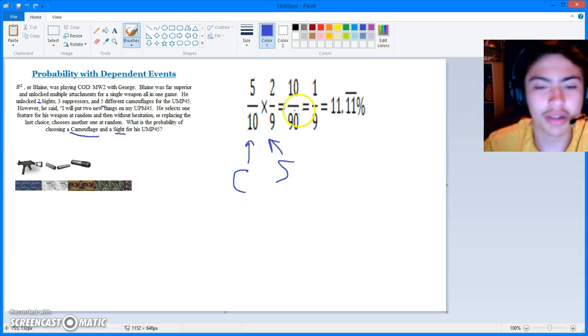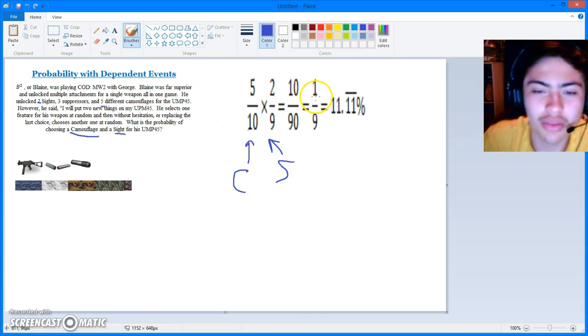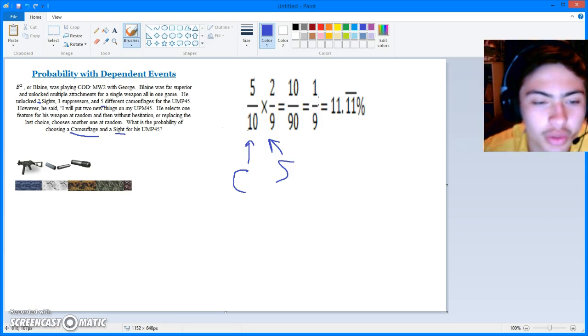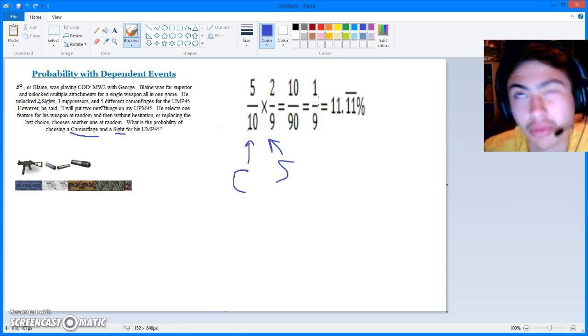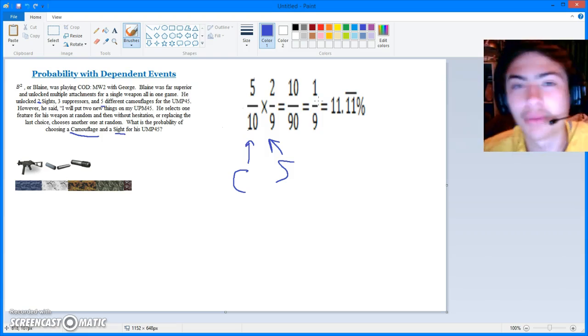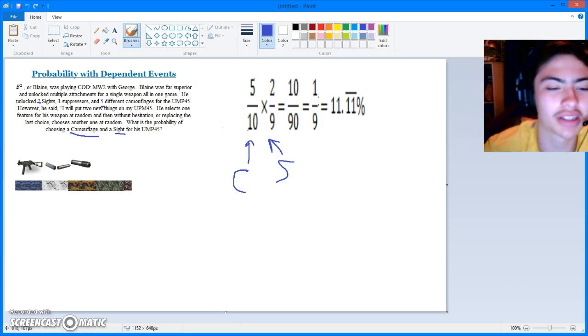Then multiply straight across, and you get 10 over 90, which for us is pretty lucky because you can divide that very easily. You can factor that down to 1 ninth, which should come out on a calculator as 0.11 with the line over it, symbolizing that the ones go on forever. In percentage, you move the decimal point over 2 places to the right. So you should come out with an 11.111111 forever percent chance of getting a camouflage and a sight from those 10 total objects.